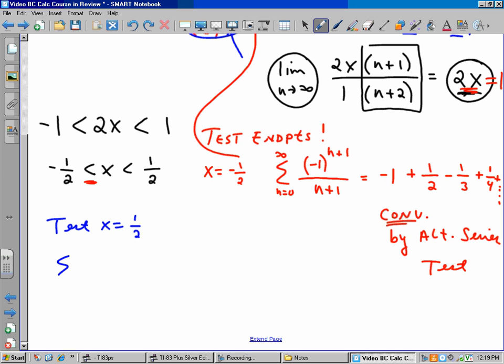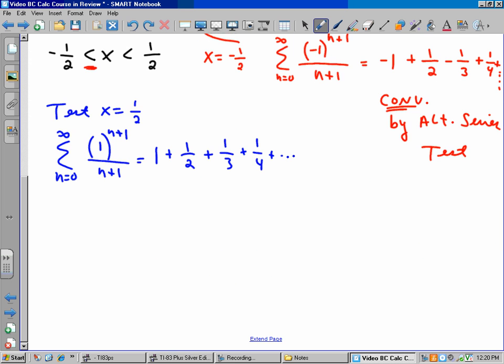Okay, so again, I'm going to go back to that original series, and wherever there's an x, I'm going to put a 1/2. So 2 times 1/2 is 1, to the n plus 1 over n plus 1. And let's see, when n equals 0, I get 1 plus 1/2 plus 1/3, and so on. This is obviously the harmonic series, and it diverges.